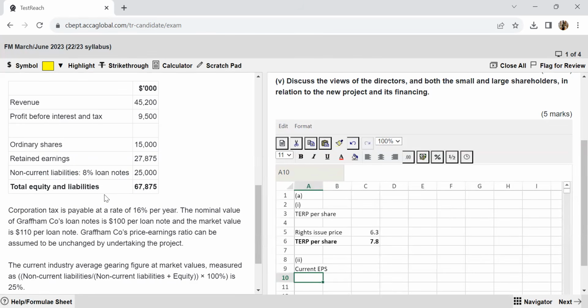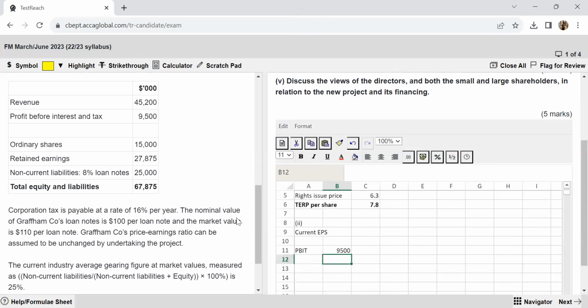For EPS, we want the total earnings, and then we'll divide that by the number of shares to find out the EPS. First of all, we only have the PBIT, profit before interest and tax, given to be 9,500. So PBIT is given, and I can perform this over here.